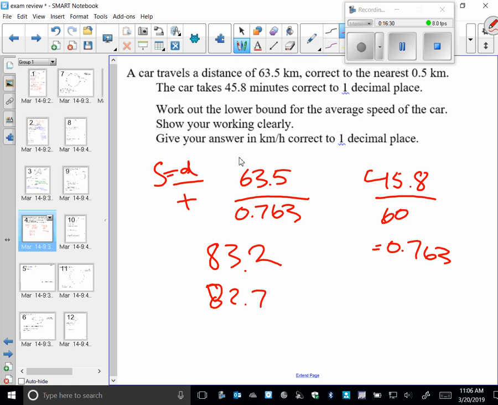Because what you need to do first is, if you're doing any kind of calculation, like you had to do some division of the distance and time, you have to deal with the bounds first. So you need to identify your upper and lower bounds for both of these two first, and then you have to decide which combination of those would give you the smallest number.